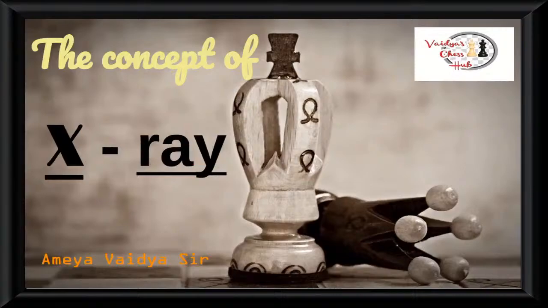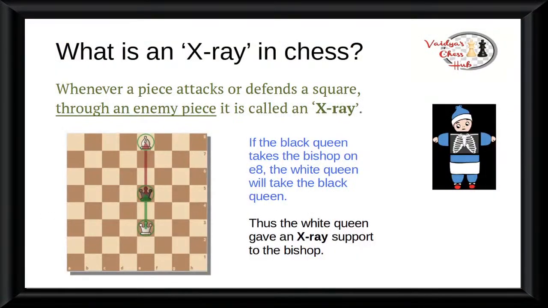Let's now dive straight into the topic. The topic at hand today for us is the concept of X-ray. So basically, what is an X-ray in chess? Whenever a piece attacks or defends a square through an enemy piece, it is called an X-ray. Time to jot down. The seniors, Jai, start typing it as well. Okay. This is important. So what is an X-ray in chess? It's a very important concept, and I have no doubt that you all will love it once we go through the positions. You will realize how interesting it is.